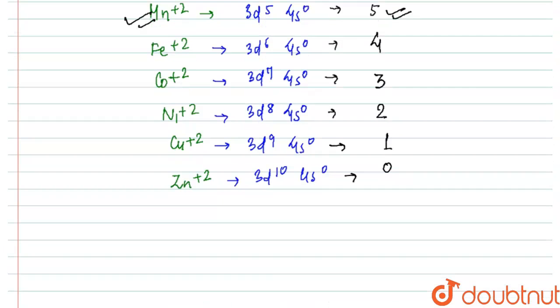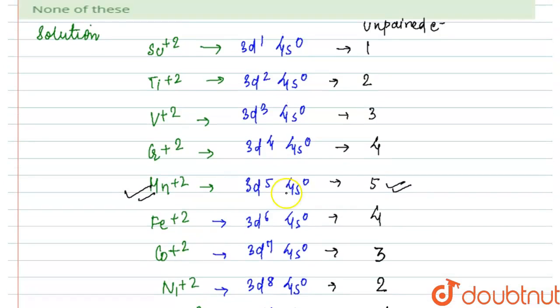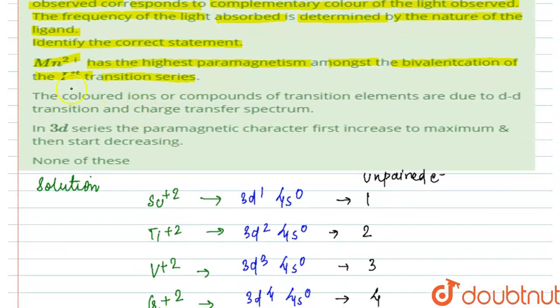Highest unpaired electrons means n is highest here, which is equal to 5. Just because it has the highest number of unpaired electrons in its d subshell, it is going to show the highest magnetic moment. So magnetic moment is equal to the square root of n into n plus 2. So this will also be highest in this case. So this is how we can say that the first statement given here is the correct one. Not just the first one, but also the third one.